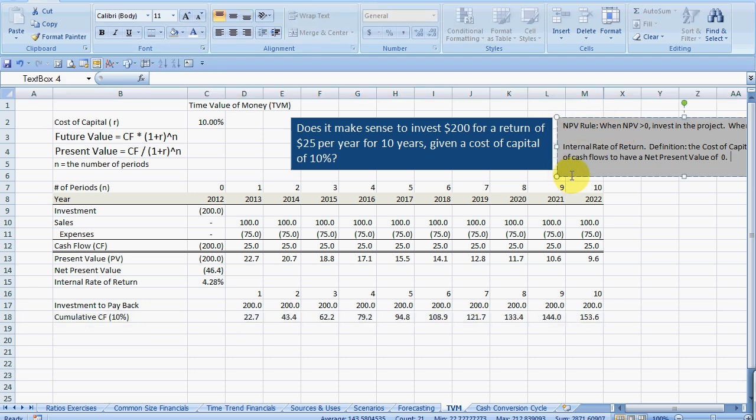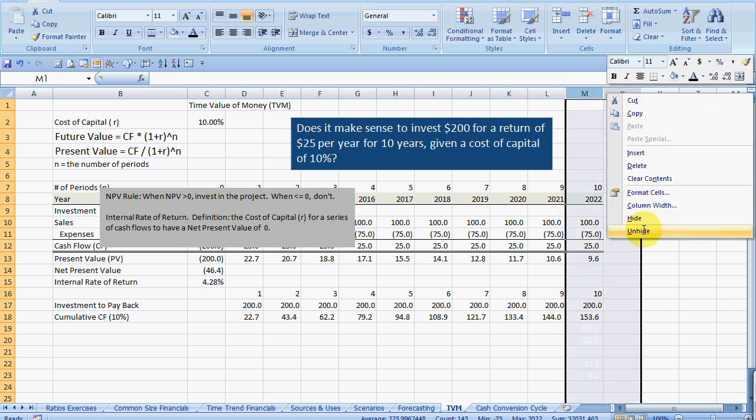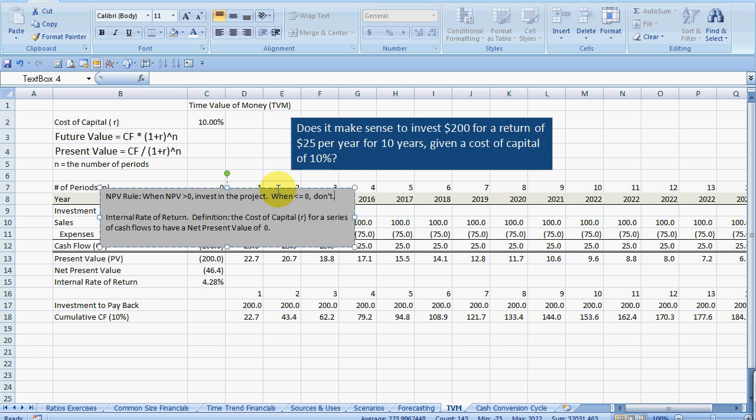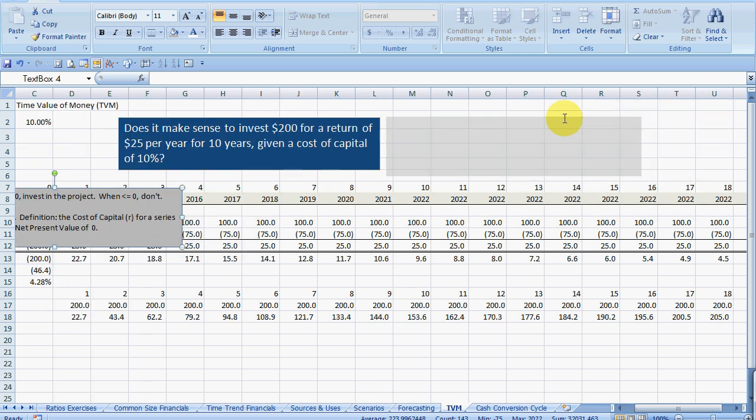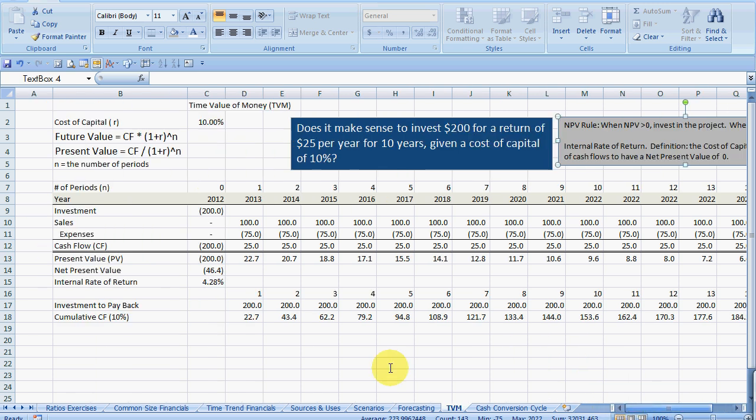Actually, one second. I need to pull this over here because I need to unhide all the rest of this over there. Okay, and then I will put this back just like that. Sorry for these little things here.